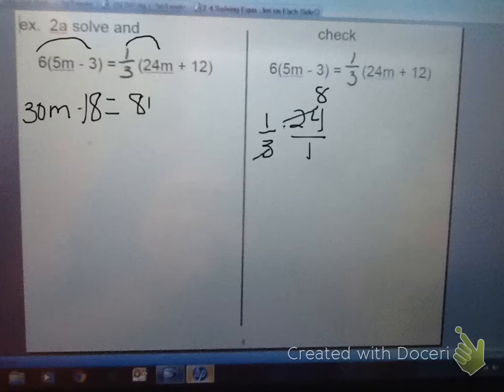If you can do that in your head, that is fine. If you need to go to the side margin and multiply it, that's fine too. 1/3 times 12, so that's 1 over 3 times 12 over 1. 3 goes in 12 4 times, so that turns into 4, so plus 4.